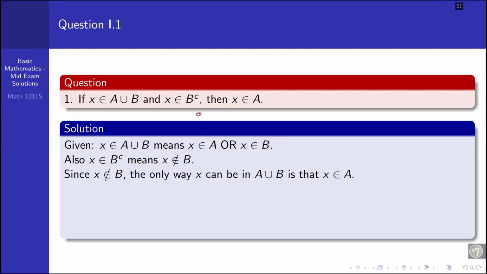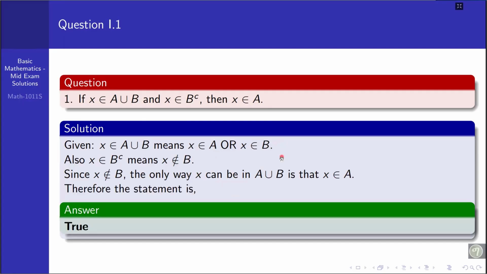So here, the statement, if X is an element of A union B and X is an element of B complement, then X is an element of A, is a true statement. So the answer for the first question is true.